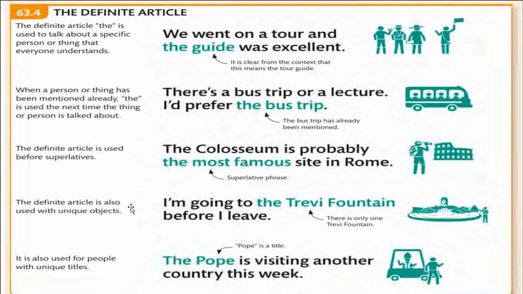The definite article is also used with unique objects. Now, what is unique? A specific or one of its kind. Either it is by name specifically, that is how it makes it unique. I'm going to the Trevi Fountain before I leave. Now, there's only one Trevi Fountain, so you see the before it.